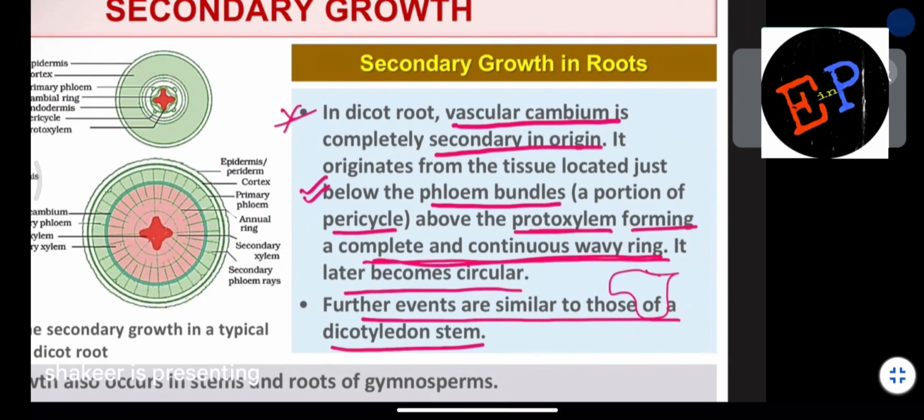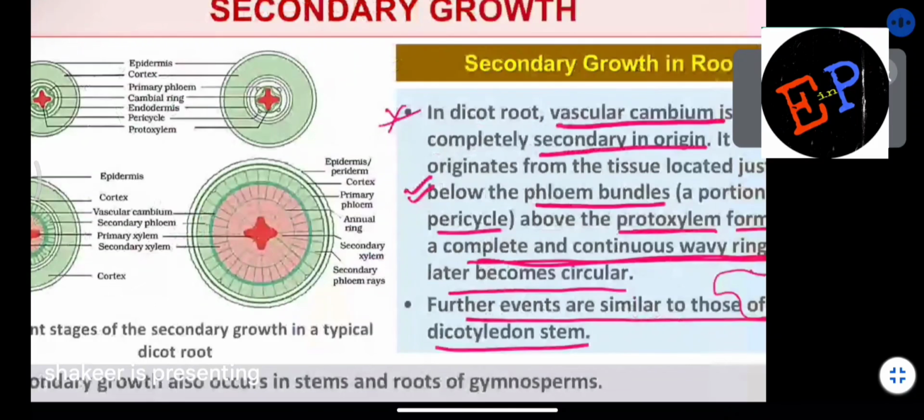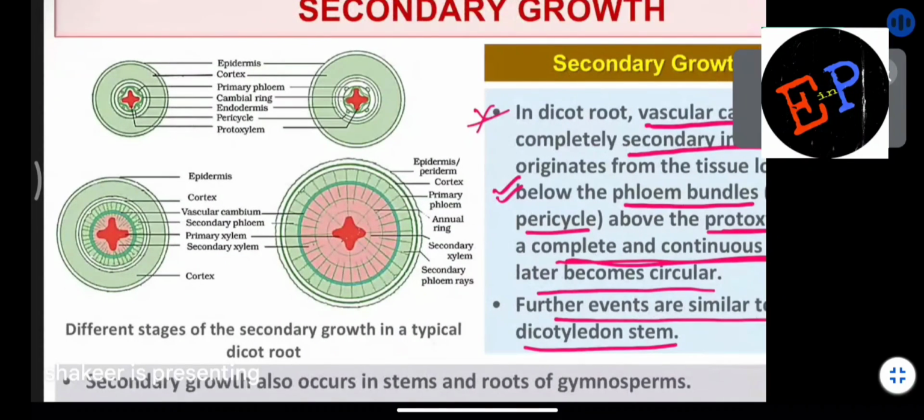So the first vascular cambium formed in dicot roots is in the shape of waves. Then finally it develops into a ring. Clear, Nama? Then further events are similar to those of a dicotyledonous stem. How will a dicotyledonous stem behave? The roots also will behave in the same manner.